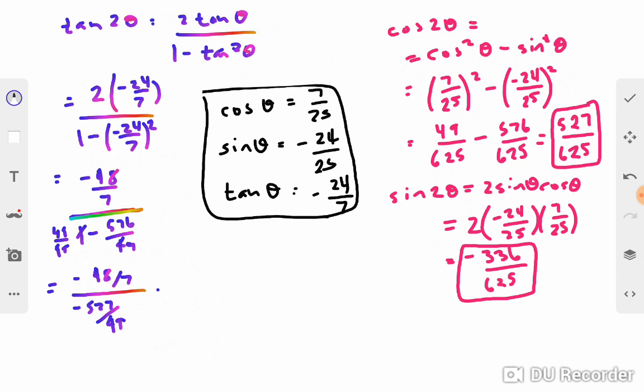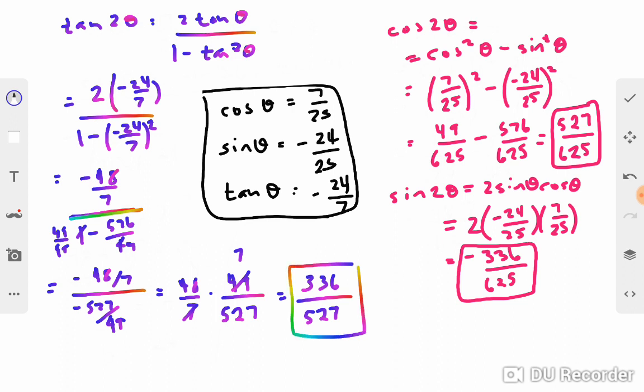Okay, and now we can change this to multiplying by the reciprocal. So negative over negative is going to come out positive. We're going to have 48 over 7 times, and then we're going to flip this, and we're going to get 49 over 527. The 7 and the 49 can cancel, make this a little bit easier before we try to multiply out. And then we're going to have 48 times 7 is going to come out to, sorry, that's my puppy dog, 336 over 527. Okay, so there's our tangent value.